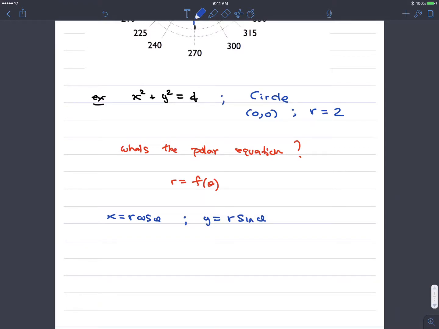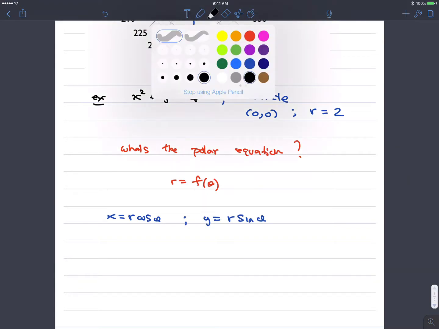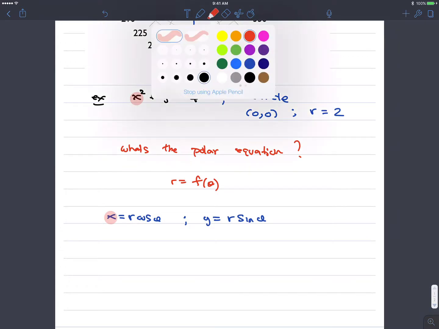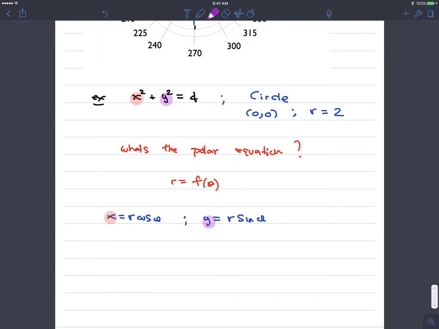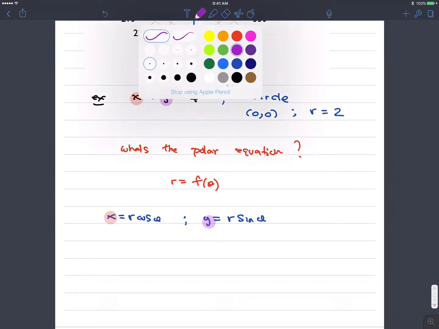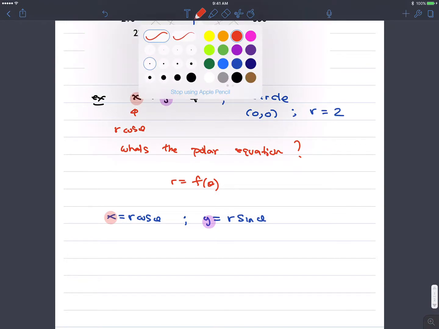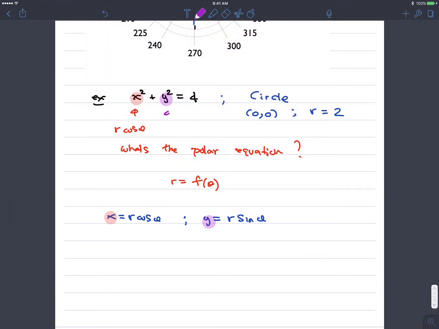But this time, we're going to plug in here for x. Notice this. There's an x here. We're going to plug in this value for x, or this relationship. Over here, we have a y. We're going to use this y. So what that means for us is we'll say, replace this x with r cosine theta, and replace the y with what? r sine theta. Okay, so far so good?